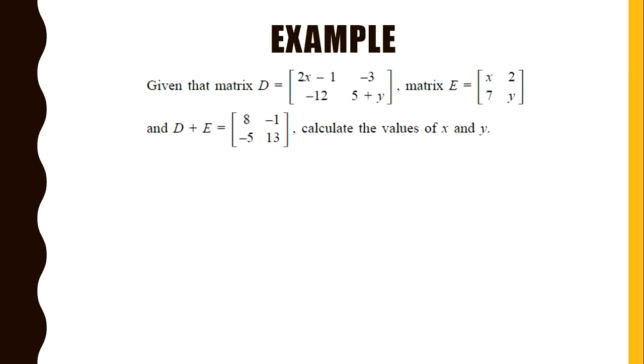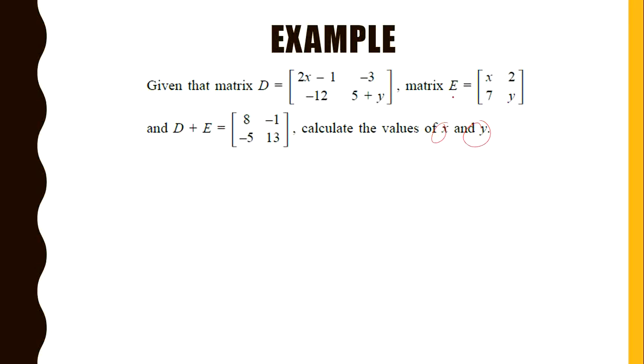Next, given that matrix D, 2x minus 1, negative 3, negative 12, 5 plus y, matrix E, okay, and D plus E, dah ada result dia. So, calculate the values of x and y. Okay, biasa dia bagi 2 matrices, lepas tu dia suruh tambah, dia suruh kira hasil tambah. Tapi sekarang dia dah bagi matrix D apa, matrix E apa, dan hasil tambah pun dia dah bagi. Cuma apa yang dia suruh cari? Okay, dalam setiap matrix ni ada unknown, which is x dengan y. So, dia suruh cari the values of the unknowns. Okay, so kita buat macam biasa.